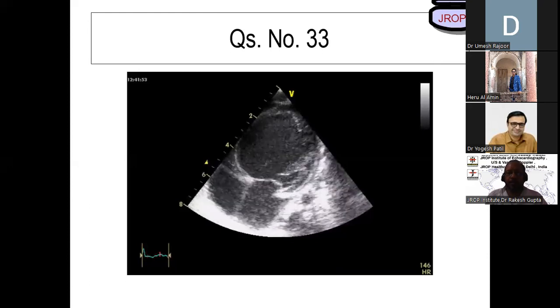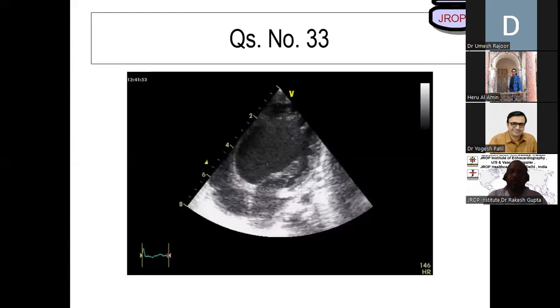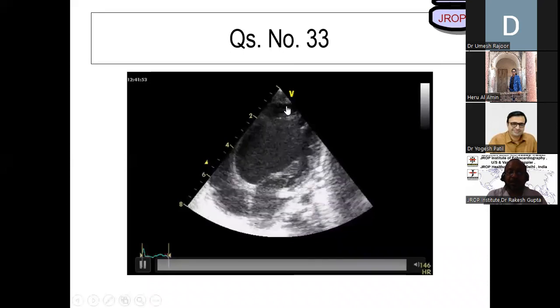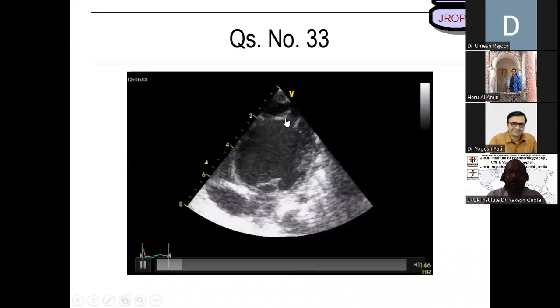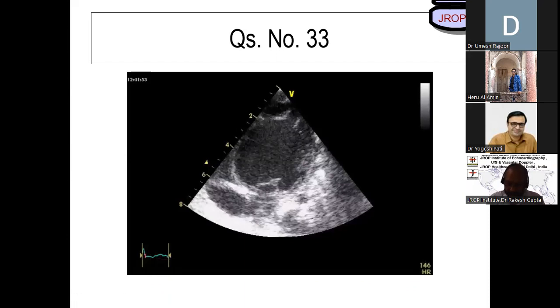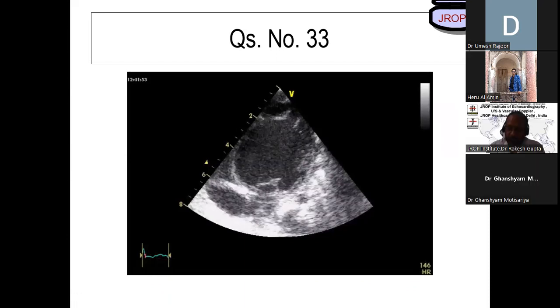Sir, non-compaction of LV. Perfect. This is non-compaction of LV. Look at the trabeculated LV, dilated LV, and poor LV systolic contraction. So good job done. This is a non-compaction of LV, which patients present with.